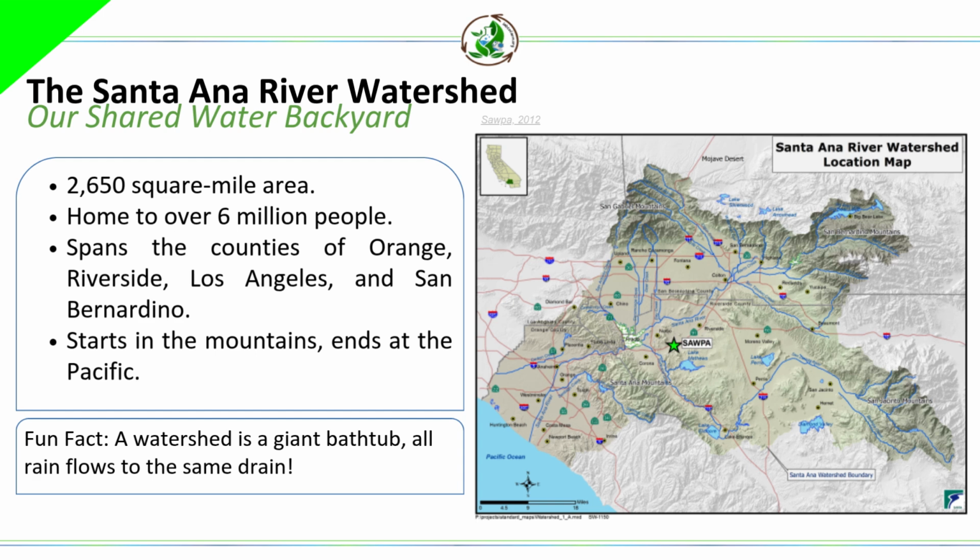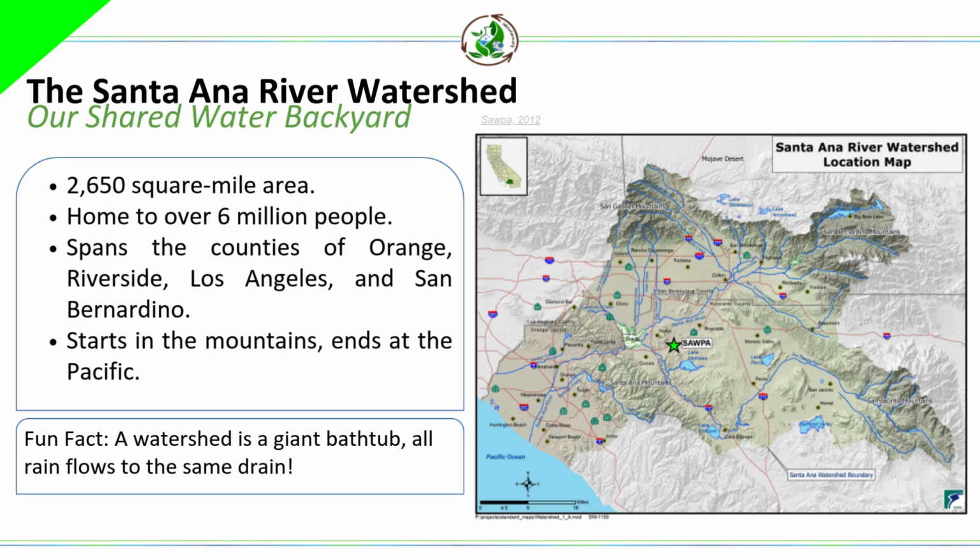Now let's zoom out and look at the Santa Ana River watershed, basically our shared water backyard. It covers a 2,650 square mile area and is home to over 6 million people. The watershed spans 4 counties: Orange, Riverside, Los Angeles, and San Bernardino. The river starts in the mountains and flows all the way to the Pacific Ocean.